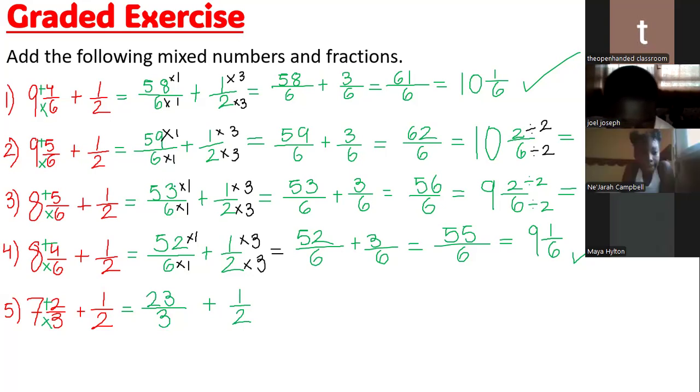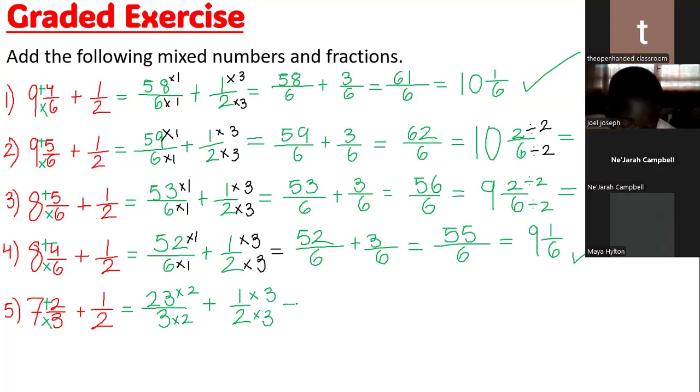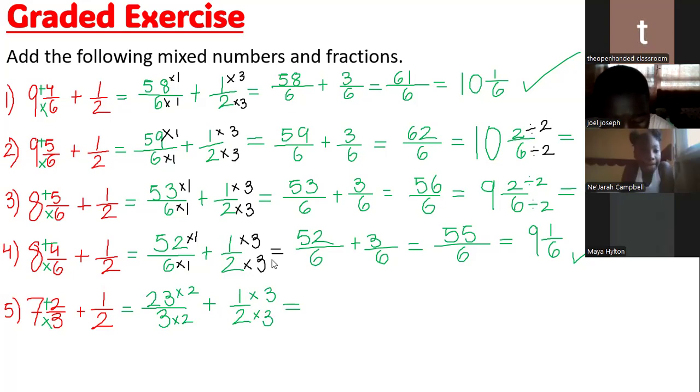You have to find the LCM. Okay. What is the LCM of 3 and 2? 6. Go ahead. And whatever you do to the top, you have to do to the bottom. What equals 3 would be 2 times 3 and 1 times 3. Then 23 times 2, which would give you 46.